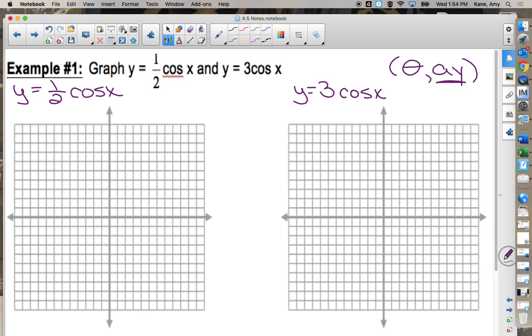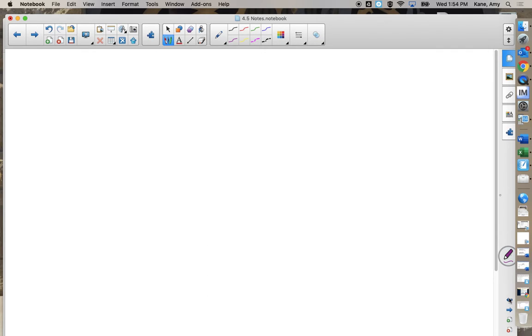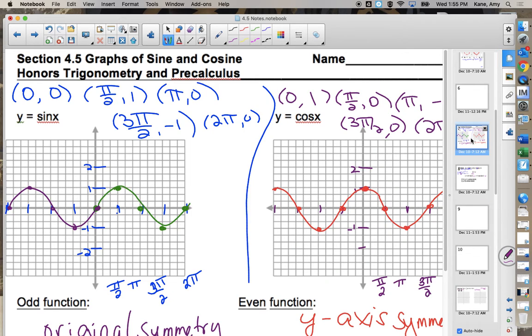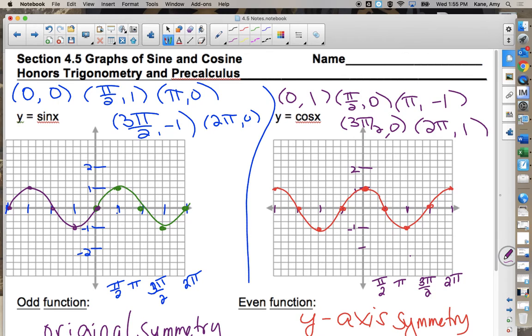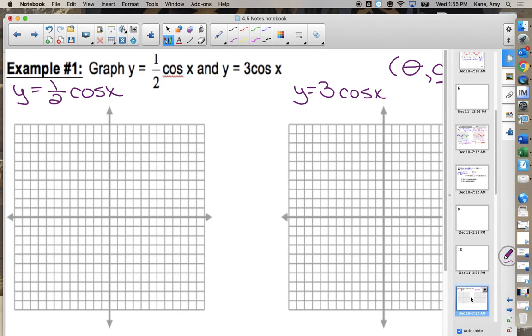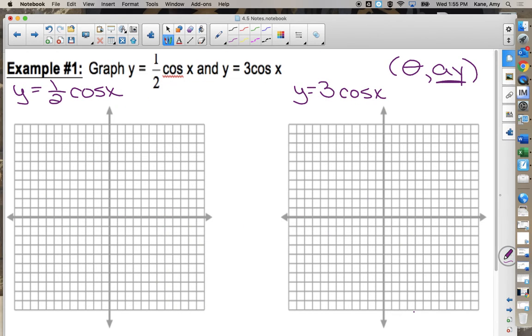So I want you to list the 5 key points with the a value of 1/2. So my x shouldn't change because the x is the angle. The y is just changing because you're multiplying y by 1/2. See if you can list those 5 key points, and then we'll graph it, trying to see the difference. So our new point should be 0 and 1/2 instead of 0 and 1. So we're only stretching half as far as we would before.